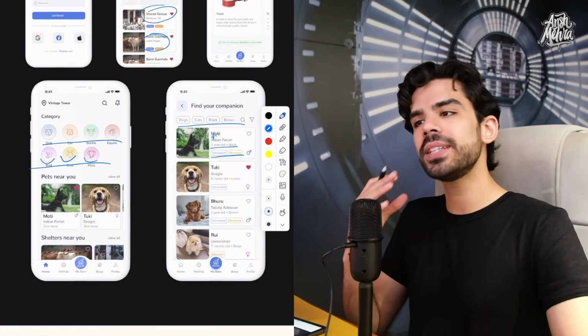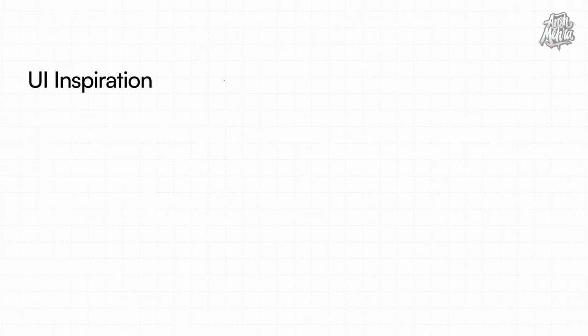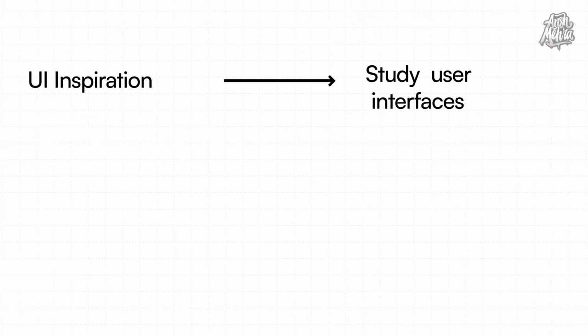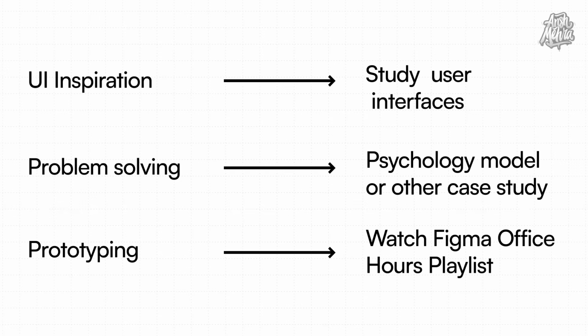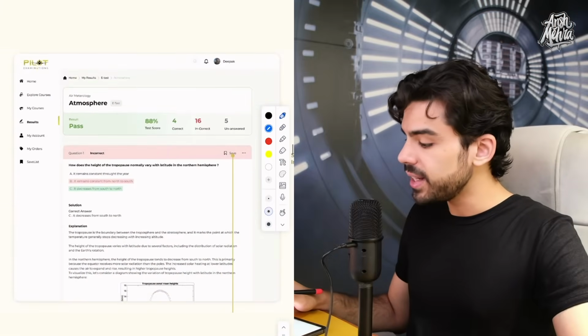So you need to understand where you are lacking. If you're lacking in UI inspiration, then you study user interfaces. If you feel that you're struggling in problem solving, you read psychology models and read other people's case studies. If you feel that your prototyping is weak, then you watch Figma tutorials, right? So these are small areas where you can really improve yourself.